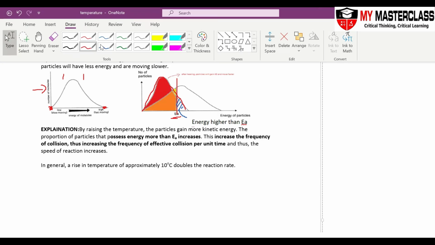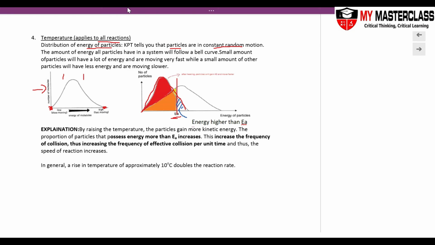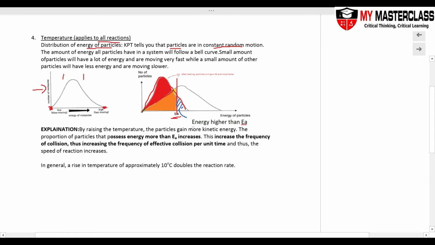What happens is that when I heat the system or the reagents, the particles gain heat energy, which is converted to kinetic energy. So there are more particles that become fatter and broader, as in this graph in green. After I heat it, there will be more particles that have energy higher than the activation energy, which is this green part that I'm going to shade.